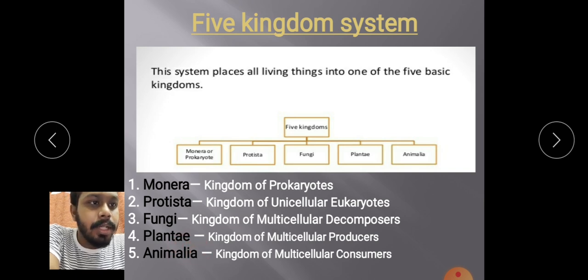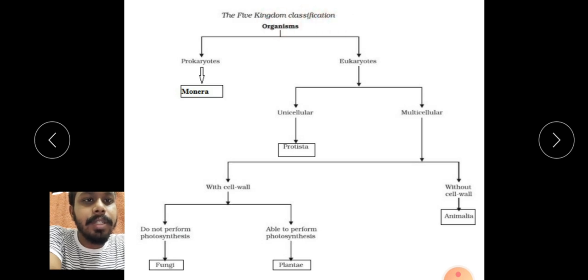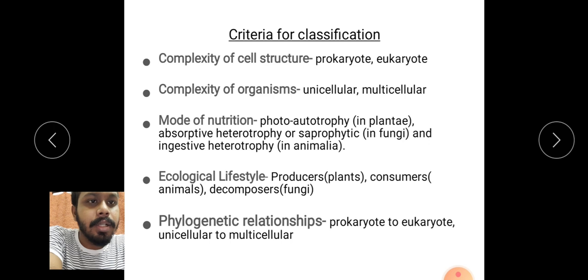Now let's discuss the criteria of classification. What are the criteria of this five kingdom classification? The first criterion is the complexity of cell structure. Depending on the complexity of cell structure, living organisms are divided into two groups: the prokaryotic group and the eukaryotic group. Here we can see in the five kingdom classification system that all organisms are divided into prokaryotes and eukaryotes. All the prokaryotic organisms are placed in the Monera kingdom. So this is the first criterion, the complexity of cell structure.